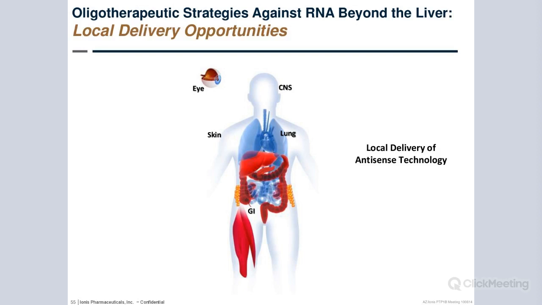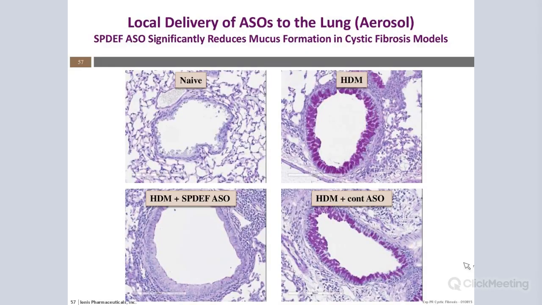I'll touch very briefly on local delivery opportunities. Ionis clearly, through the success of Spinraza and other programs in the neurodegenerative disease area, has demonstrated that local administration through intrathecal injection is broadly active in the CNS and can translate to clinical activity. But earlier stage programs targeting local delivery in the eye and by inhalation to the lung are moving forward, in addition to oral local delivery for gastrointestinal disorders. Just one slide on the local delivery in the pulmonary program that's pretty exciting.